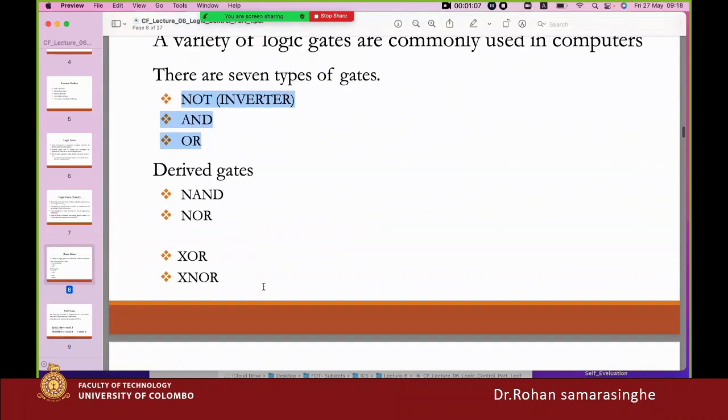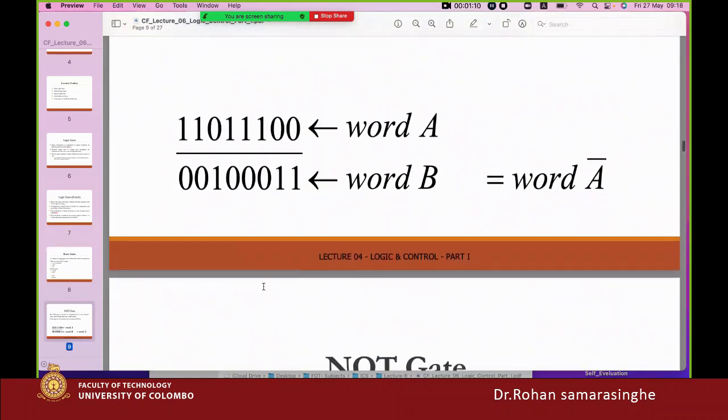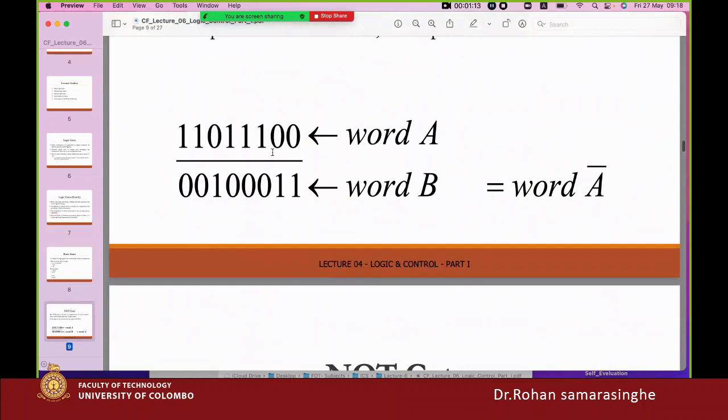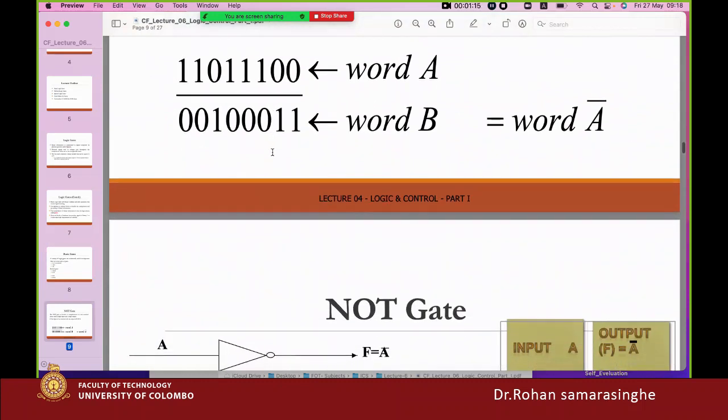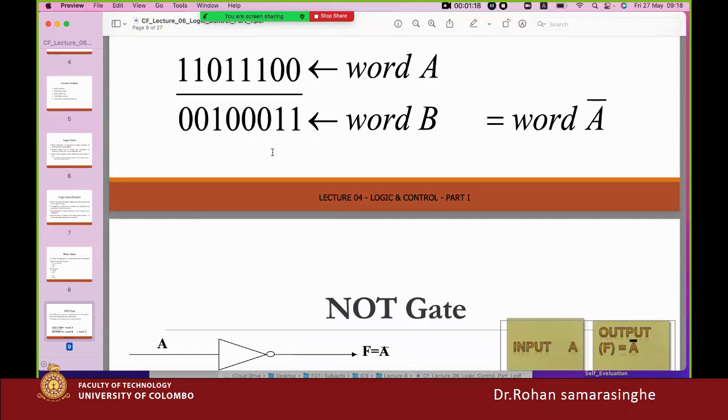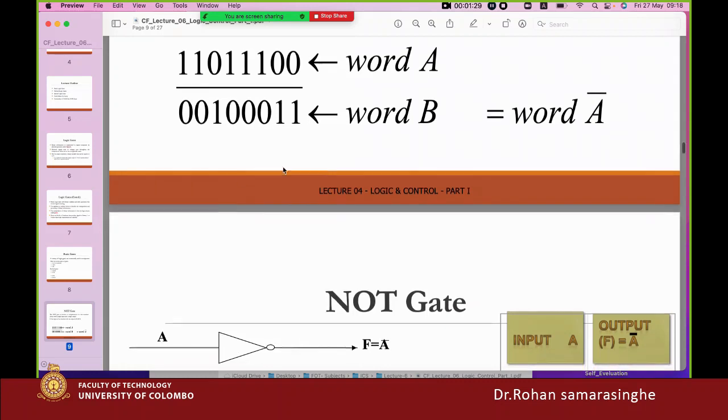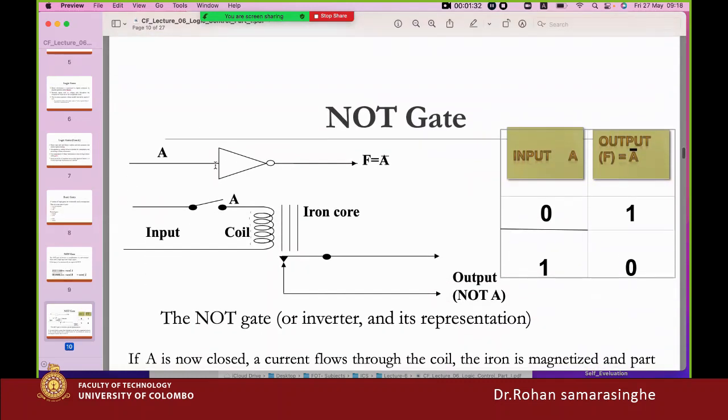NOT gate is normally called the inverter. Inverter is very simple. That is, if you input a certain value, you can get the inverse value from the gate. That is, if you enter 0, you get 1, and if you enter 1, you get 0. Likewise, this is called the NOT gate. Here you can see the circuit diagram, and if you input 0 as A, you get output 1. If you input 1, you get 0. That is why it is an inverter, right?